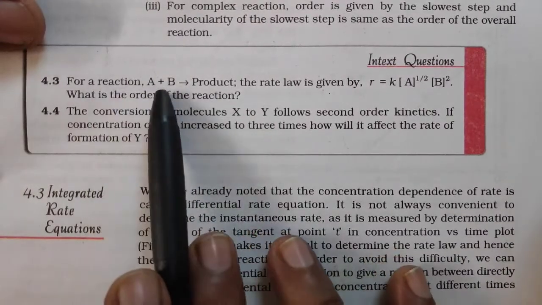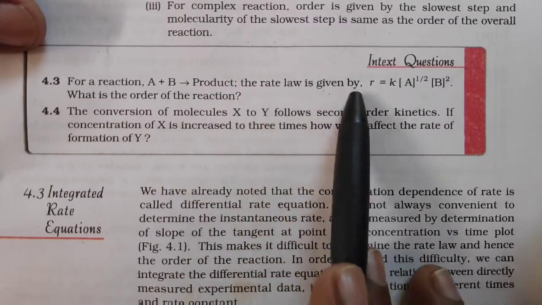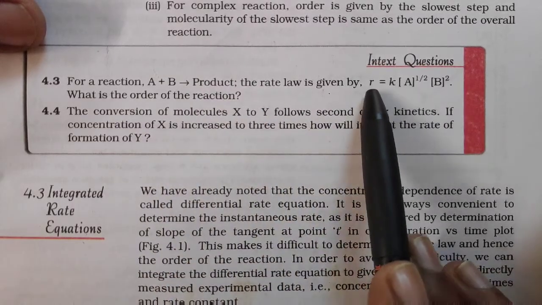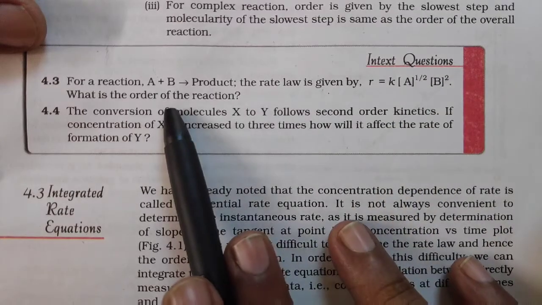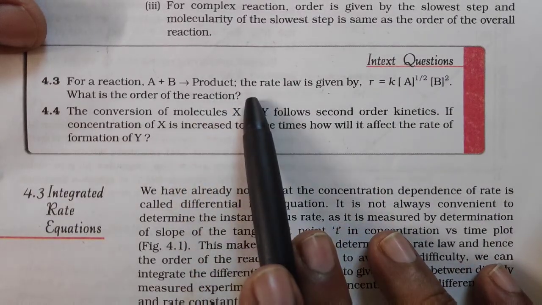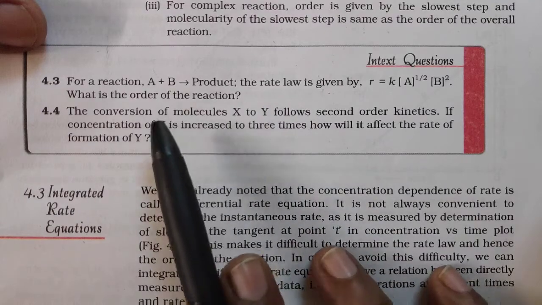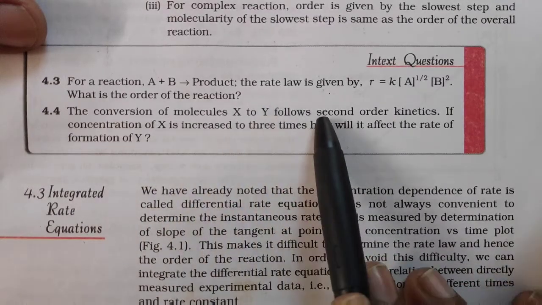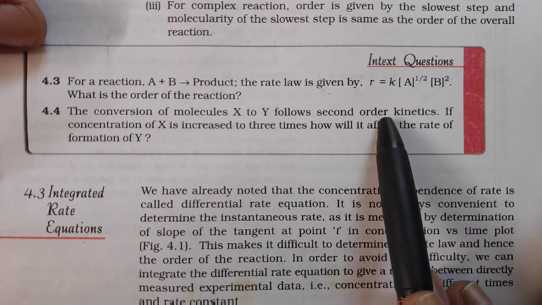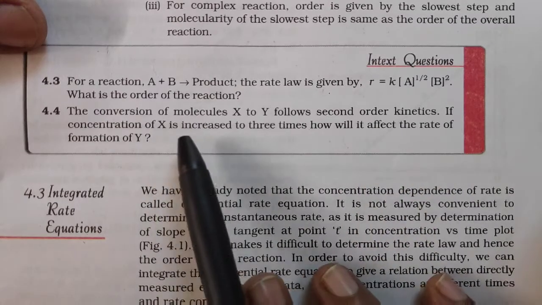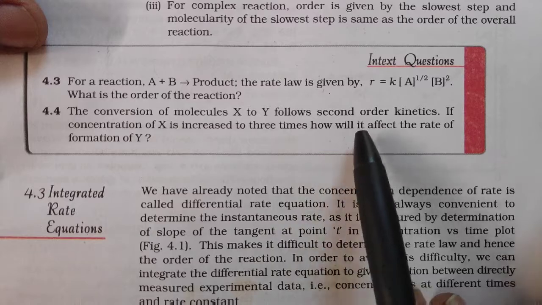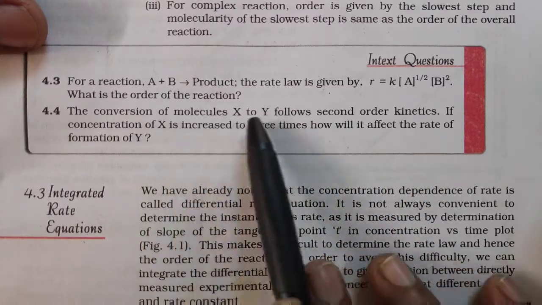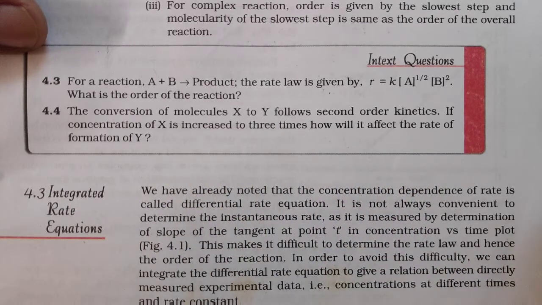You can see, for a reaction A plus B gives product, the rate law is given by R is equal to K A raised to half into B raised to half. So here the question is, what is the order of reaction? That is the first question. Second, the conversion of molecule X to Y follows second order kinetics. If the concentration of X, the reactant, is increased to 3 times, how will it affect the rate of formation of Y? So that we are going to discuss. Two in-text questions, first and then the remaining one.